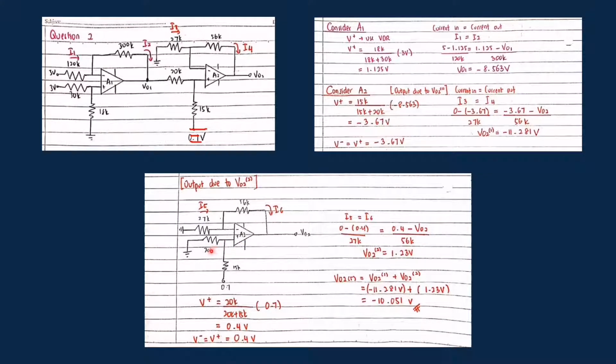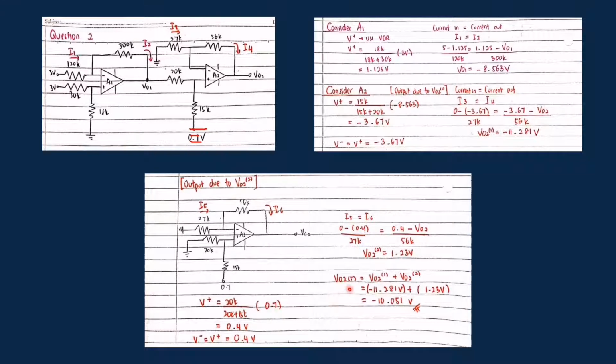Alright, so this time I ground it here and supply the voltage at 0.7 here. First I find V plus, which is at the grounded 20k resistor, and get the value of 0.4 volt, and V minus equals V plus, which is 0.4 volt. And then I use the current in and current out at I5 and I6, and I get the value of VO22, which is 1.23 volt.